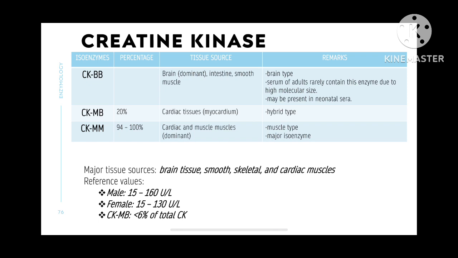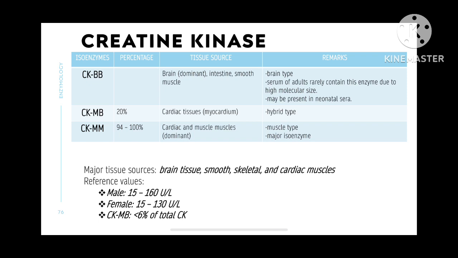It also appears, class, that CKBB is present in small quantities in the sera of healthy people. However, the presence of CKBB in serum depends on the method of detection, while most techniques cannot detect CKBB in normal serum. Again, as I've said, CKMM is the major isoenzyme fraction found in striated muscle and normal serum. Skeletal muscle contains almost entirely CKMM with a small amount of CKMB.